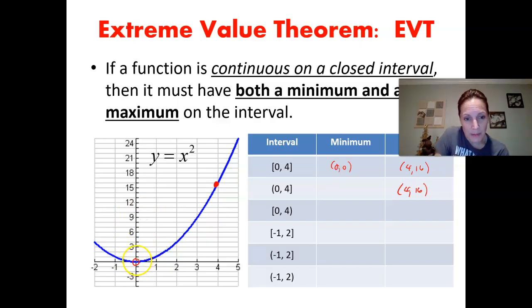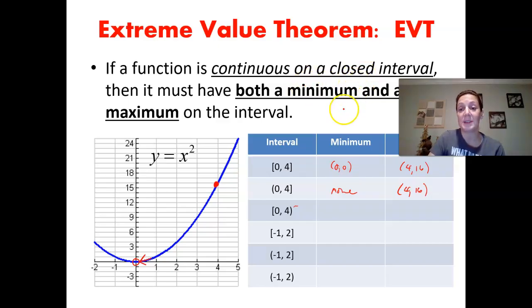Because we know that this open point means you may approach this point. You may get infinitely close to that point, but you can't ever go there. And no matter what point you name, somebody else can come along and name a point that's lower. So because this point isn't included, we have to say that there is no minimum on this interval. And this is what we mean when we say it has to be continuous on a closed interval.